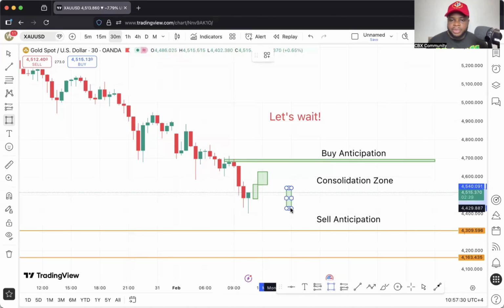So let's say we have a bearish candle like this. This candle is a bearish candle, and then this other candle can decide to close.